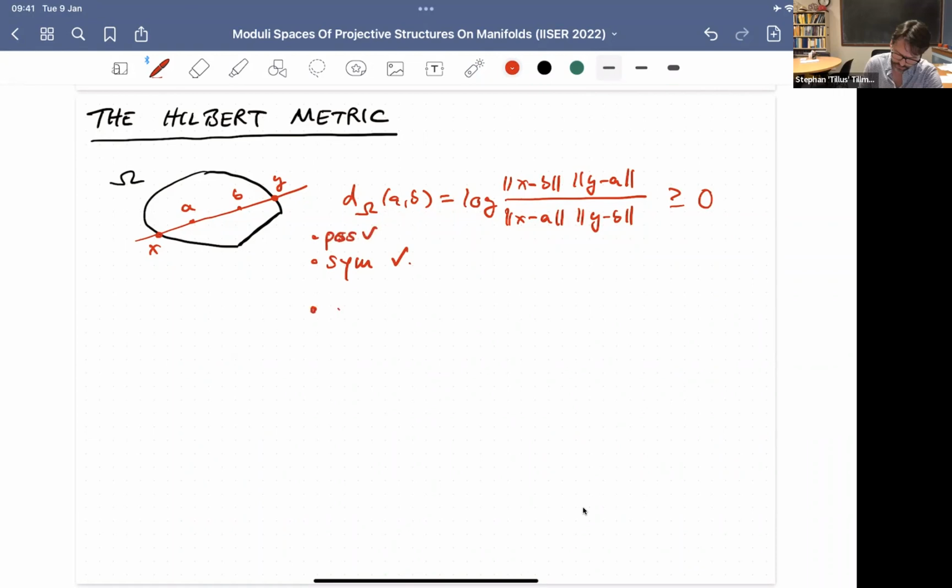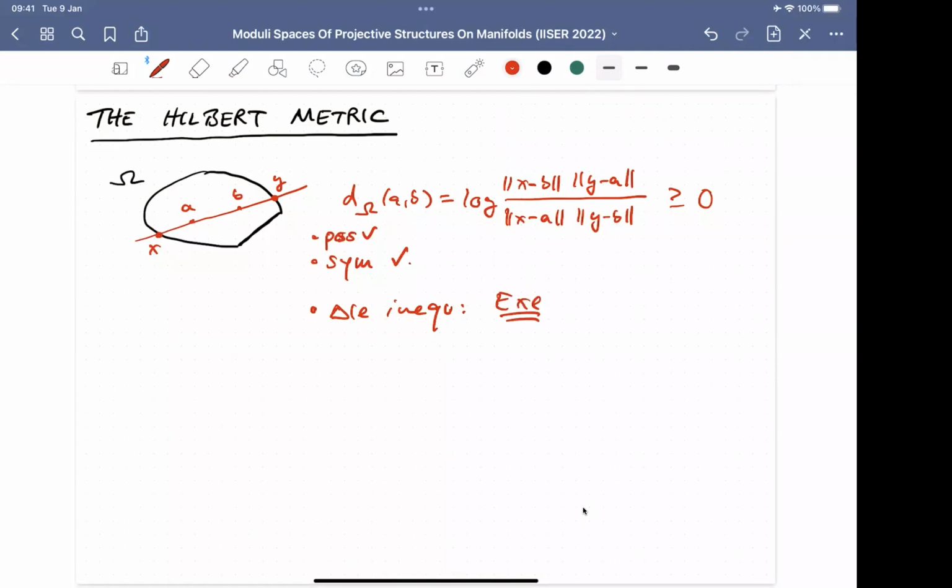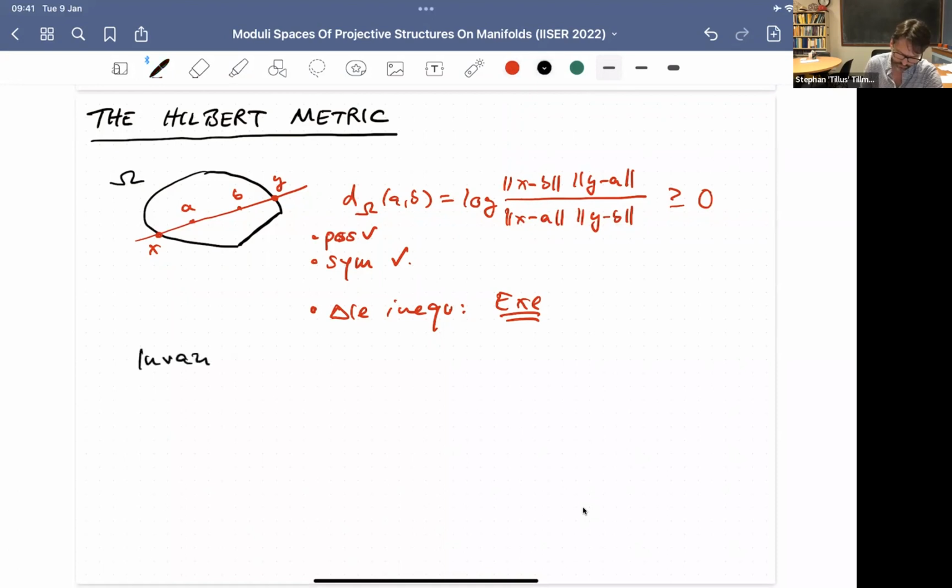And the triangle inequality is maybe a little bit tricky, but I'll leave it as an exercise. It's sort of a fun thing to try to check, actually, that it satisfies the triangle inequality. Okay. And another thing, it's invariant, because that's also not so hard to see by this definition, invariant under the action of PGL n plus 1 R.